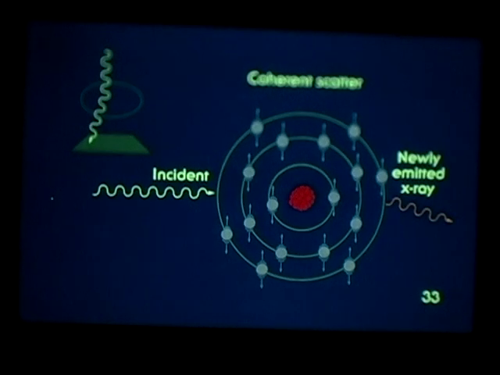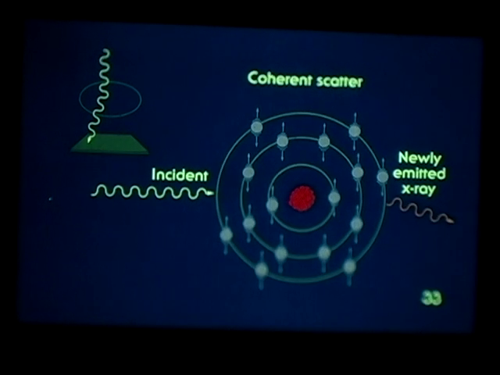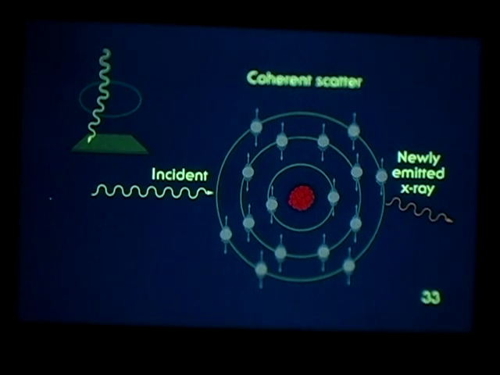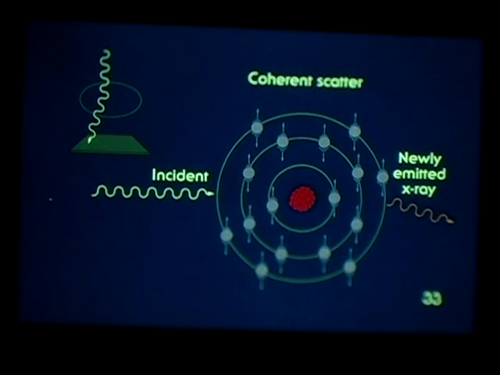Number 33. As always, a charged particle in motion has not only an electric field, but also a magnetic field associated with it. The changing electric and magnetic fields associated with oscillating electrons move away from the electrons in the form of a newly emitted X-ray. This new X-ray has the same wavelength and frequency as the incident X-ray, but it is emitted at a slightly different angle than the incident X-ray.